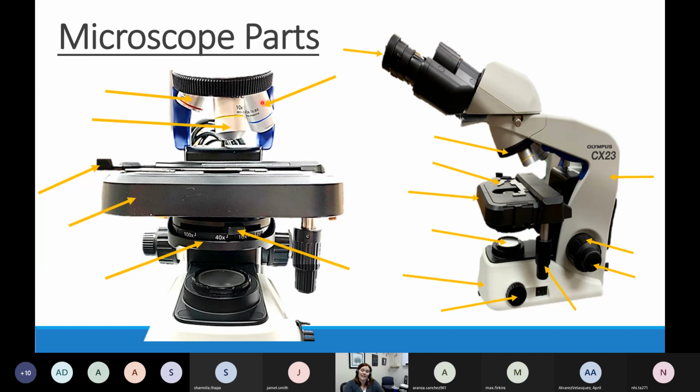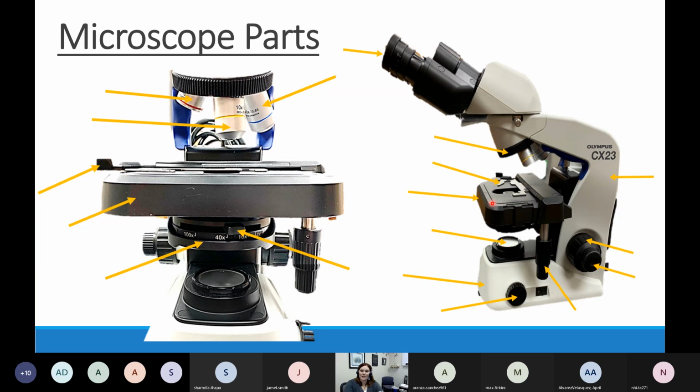When we are looking at a slide, we're always going to place that slide on this flat black part that we see right here. So this flat black part that we see right here, this is called the mechanical stage. And we can see the mechanical stage over here as well from the side. This flat black part, the mechanical stage. The mechanical stage is what your slide sits on top of. The mechanical stage can move up and down. We'll talk about how we make that happen. But the big idea is that stage is what holds your slide, what keeps it in place.